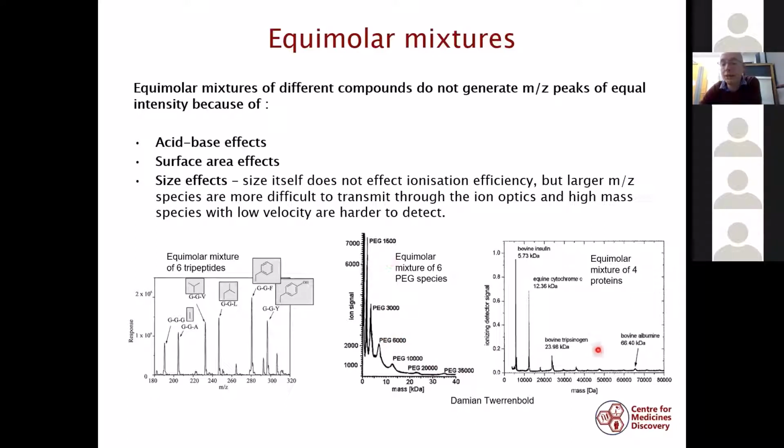You can observe exactly the same thing with proteins. This is an equimolar mixture of 4 different proteins. This is insulin. This is effectively a peptide. It's a small protein, cytochrome C, a larger protein, trypsinogen, and then BSA. And you can see, again, the detection efficiency falls off exponentially with mass.